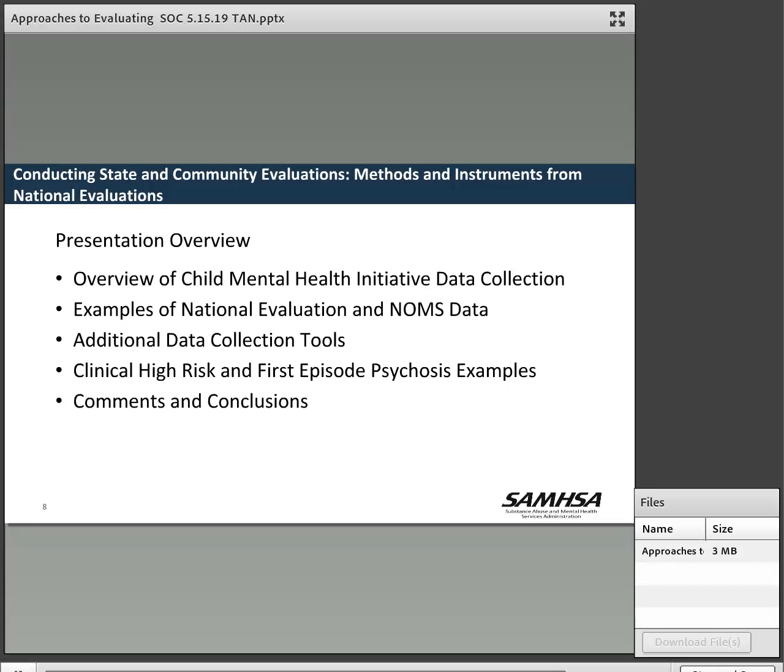So here's what we're going to do. We're going to look at the Child Mental Health Initiative data collection, largely from the perspective, for those of you who are participating in that, about local use, and also for those of you who are not, to get a sense about how that's going. We'll have some examples of the national evaluation, and also of NOMS data, which is the National Outcome Measurement System that SAMHSA uses with all their grantees. And so we'll be giving you some sense about ways of looking at those data. We'll look at some additional data collection tools. There are many out there. We'll feature a few.